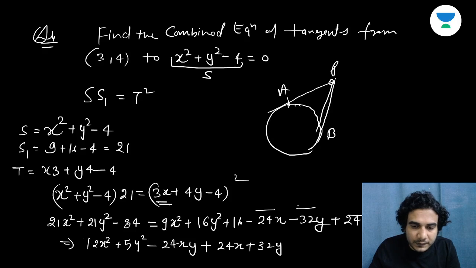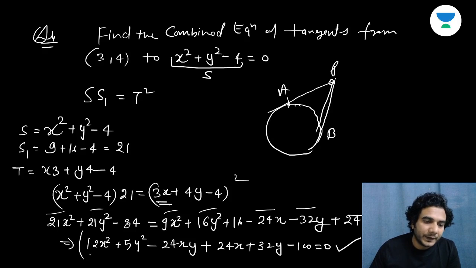Okay, this done, and then 84 minus 16 is 100, right? Yeah, so minus 100 is equal to 0. That is the answer. Okay, this is the equation of the pair of straight lines.